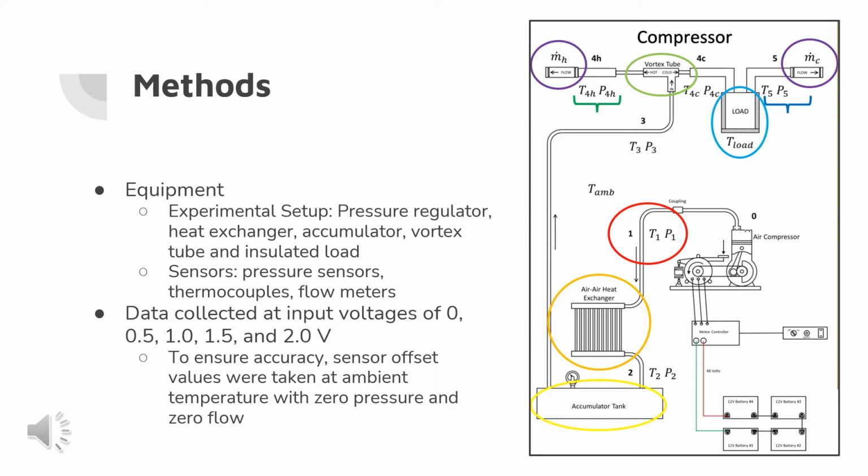And we collected data at various motor voltages of 0, 0.5, 1, 1.5, and 2 volts. And we made sure to take the offset values and make sure that everything was at ambient before we got those.